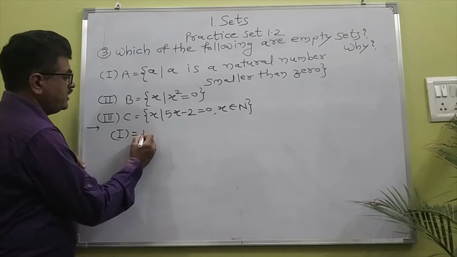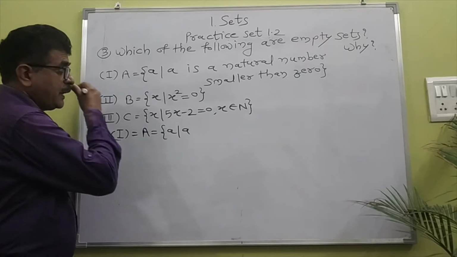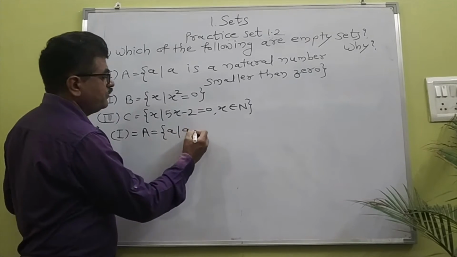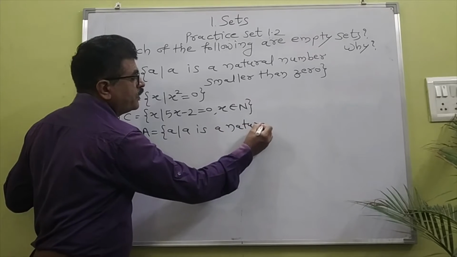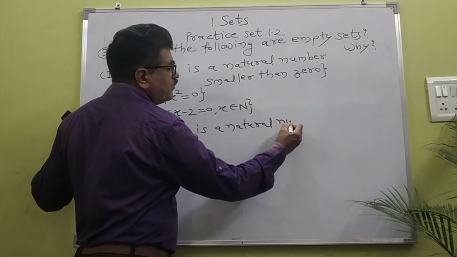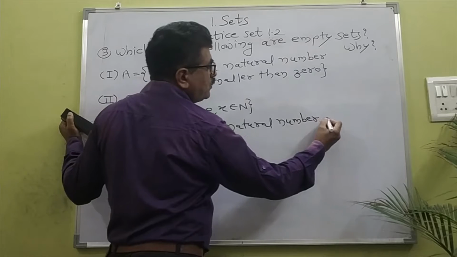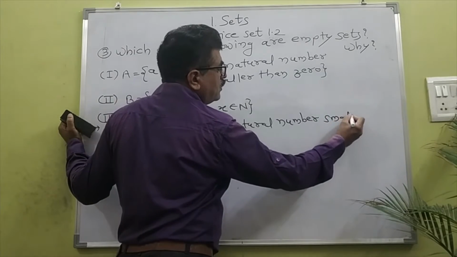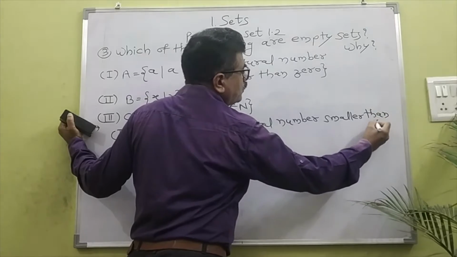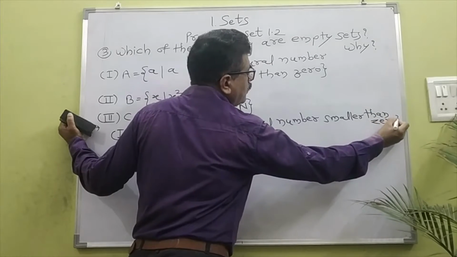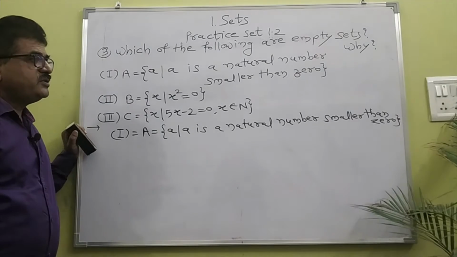Set A is a set of a such that a is a natural number smaller than 0. A is a natural number smaller than 0.